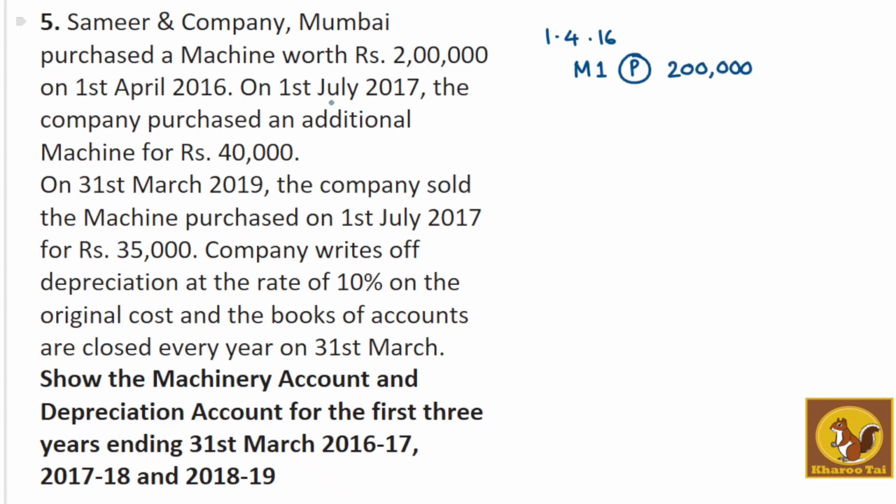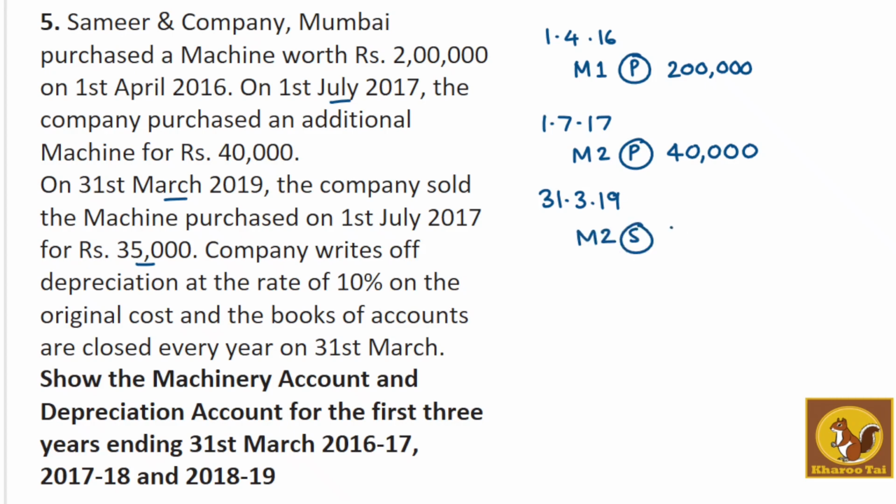On 1st July 2017, the company purchased an additional machine for rupees 40,000. Additional machine means one more machine. So on 1st July 17, machine 2 was purchased for 40,000. Then on 31st March 19, the company sold the machine purchased on 1st July, that means this machine, for rupees 35,000. So on 31st March 2019, machine 2 was sold at 35,000.